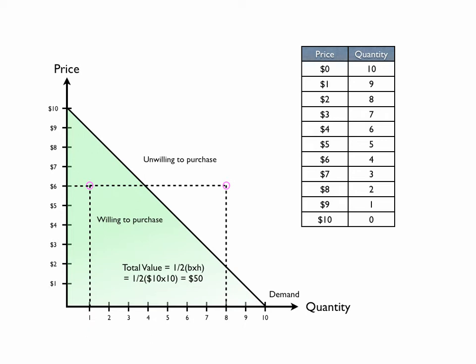If consumers could purchase all 10 units, and the price of course would be $0 to do that, then the total value to consumers is $50. That's the area within that triangle. Consumers value consuming these 10 items at a total of $50, and therefore we'd say that's the total consumer value would be $50.